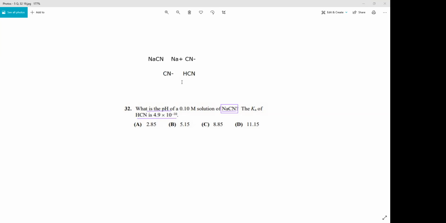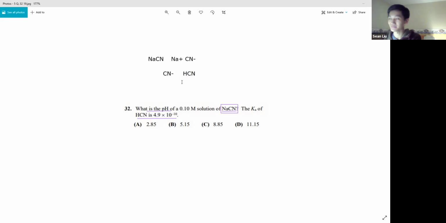Is that clear with everyone? This is something that when you become really experienced, you see all in 2 seconds. You see NaCN, you see HCN, and you're like, CN minus, HCN, conjugate base and acid. All right. So knowing that this is a base now, what is the pH of a basic solution?